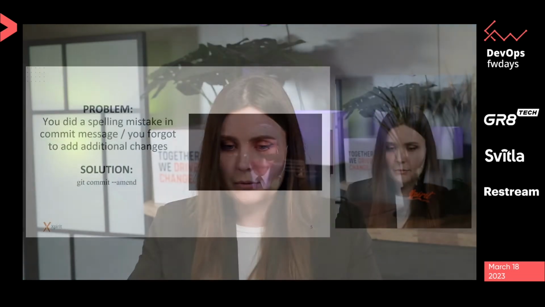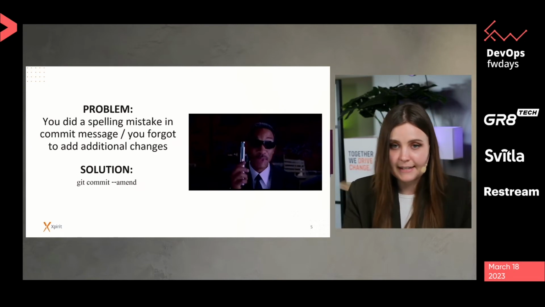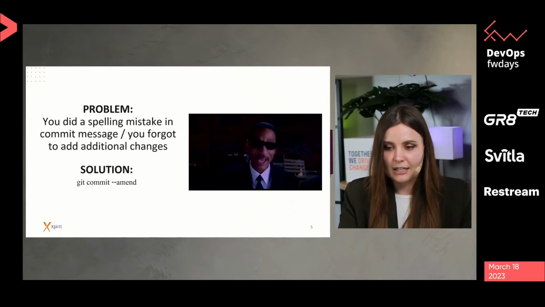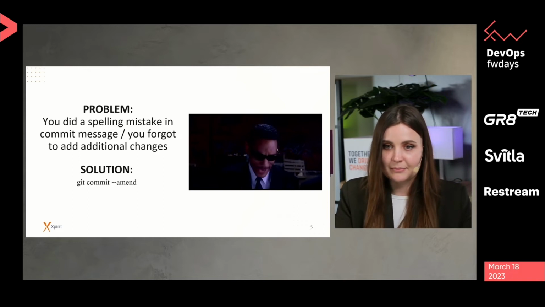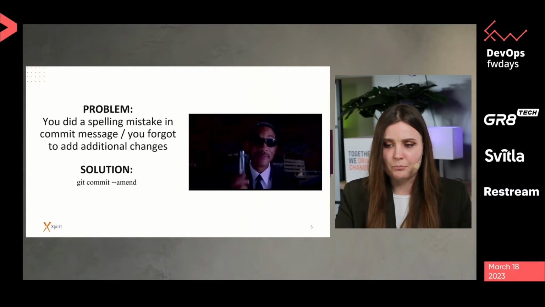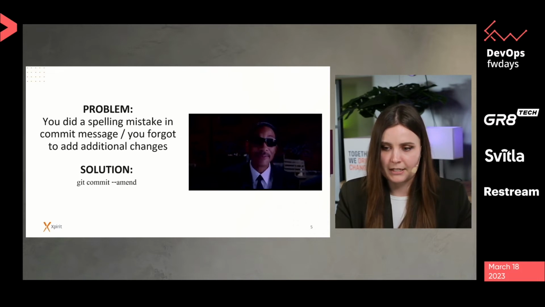And here I would like to show you the problem when you make a spelling mistake in a commit message, or if you forgot to add some additional changes. In this case, you can easily use git commit --amend. This command is actually a convenient way to modify the most recent commit, and it lets you combine staged changes with the previous commit instead of creating an entirely new commit.